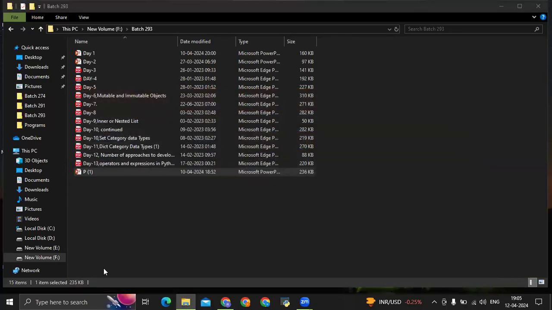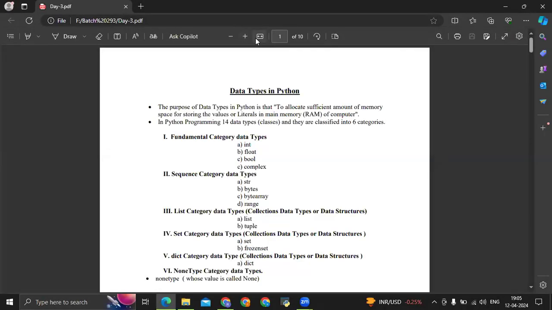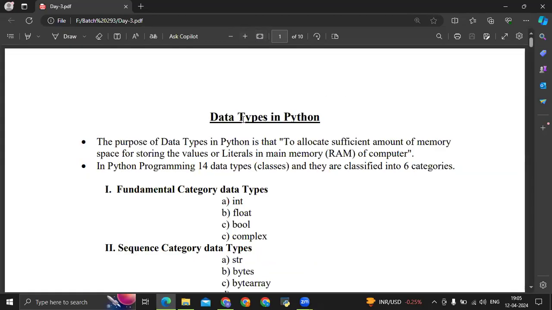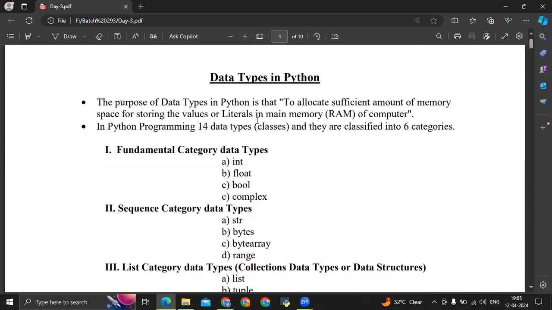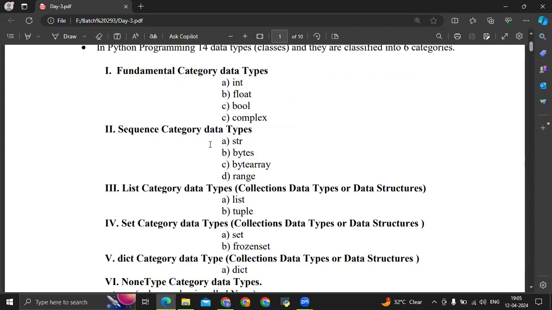Okay, good. So in the last session, we discussed the data types in Python, right? The purpose of a data type is to allocate sufficient memory space for storing values or literals in the main memory of the computer. I told you that we have six categories: fundamental, sequence, list, set, dict, and none type. In the fundamental category, we have int, float, bool, and complex. In sequence, we have str, bytes, bytearray, and range. In list, we have list and tuple. In the set category, we have set and frozenset. In the dict category, we have dict. And in the none type category, we have the None data type.